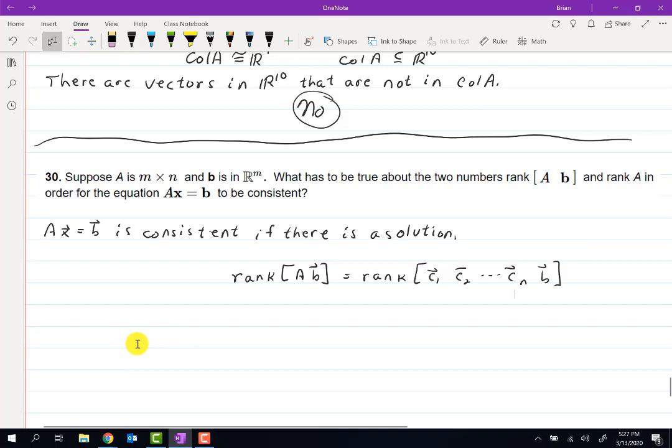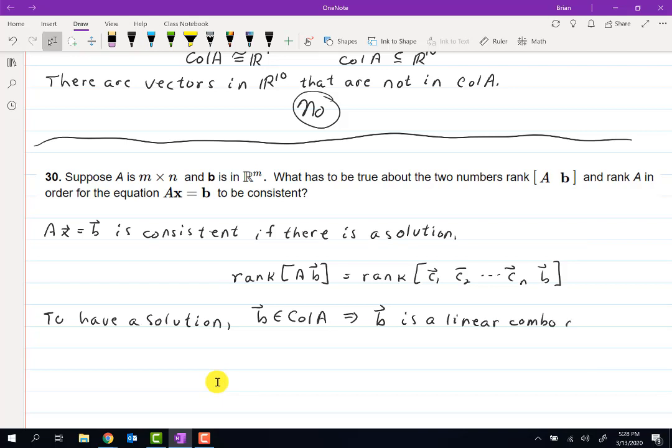For there to be a solution here, B must always be in the column space of A. So if that's the case, that means that B is a linear combination of the column vectors in A.